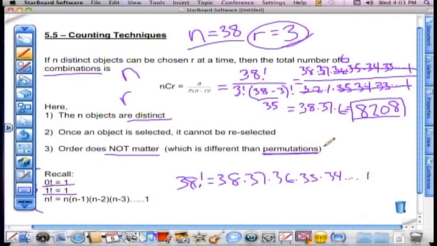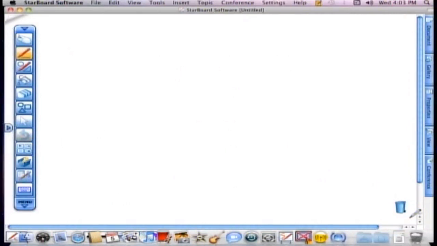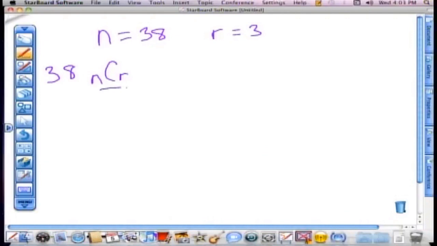So I think I left a blank page. Did I? Right on. Okay, so in your calculator, let's say you have n equals 38 and you have r equals 3. Here's what you do. The command in the calculator comes up as n choose r. So what you want to do is type in your n first, then go get the command, then type in your 3 and hit enter. So the 38 has to be on the side with the n, and the r has to be on the side of the command with the r.